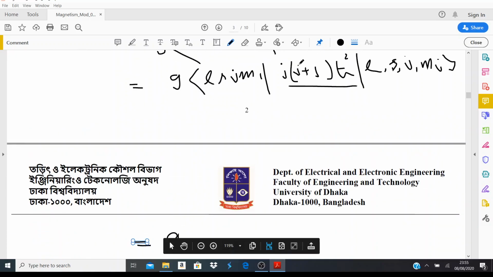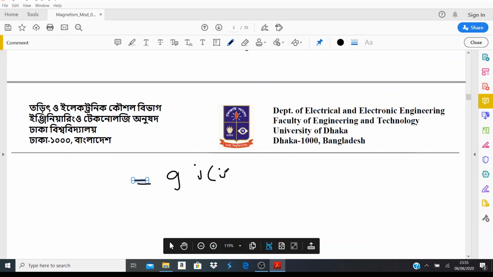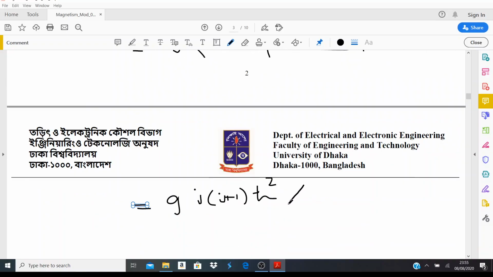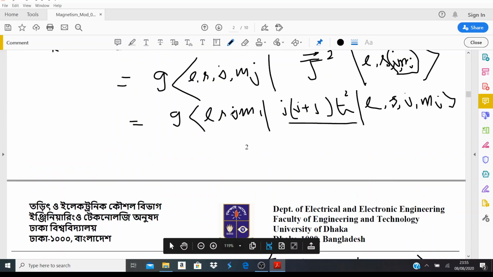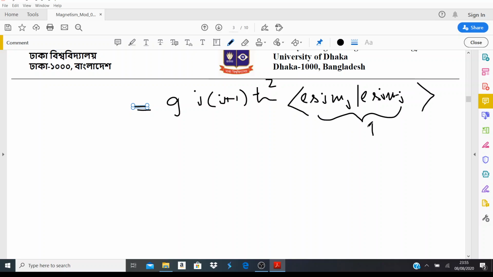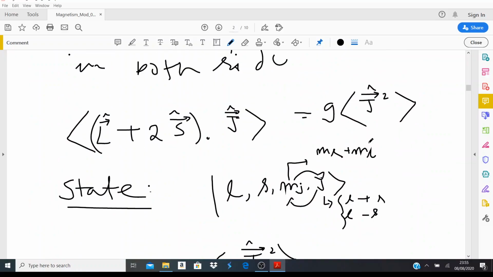The same rule that we have been using for a while. So we have J times J plus 1 h bar square, and then the inner product of these two states, L, S, J, Mj, and here we have L, S, J, Mj, right? Orthonormality ensures this inner product has to be 1. So the value on the right hand side is J times J plus 1 h bar square.